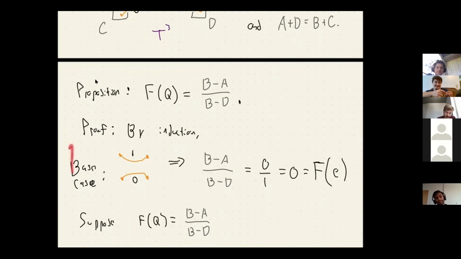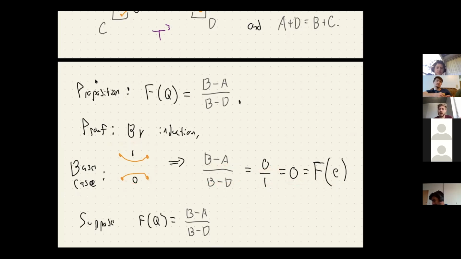So the base case is our trivial tangle here. This has a coloring 1, 0. No need to worry about what we color these things because there's no crossings, so there's no conditions to be satisfied. And then if I look at b minus a over b minus d, that's 0 over 1, which is 0, which is what I should expect. That's the fraction associated to this trivial tangle.